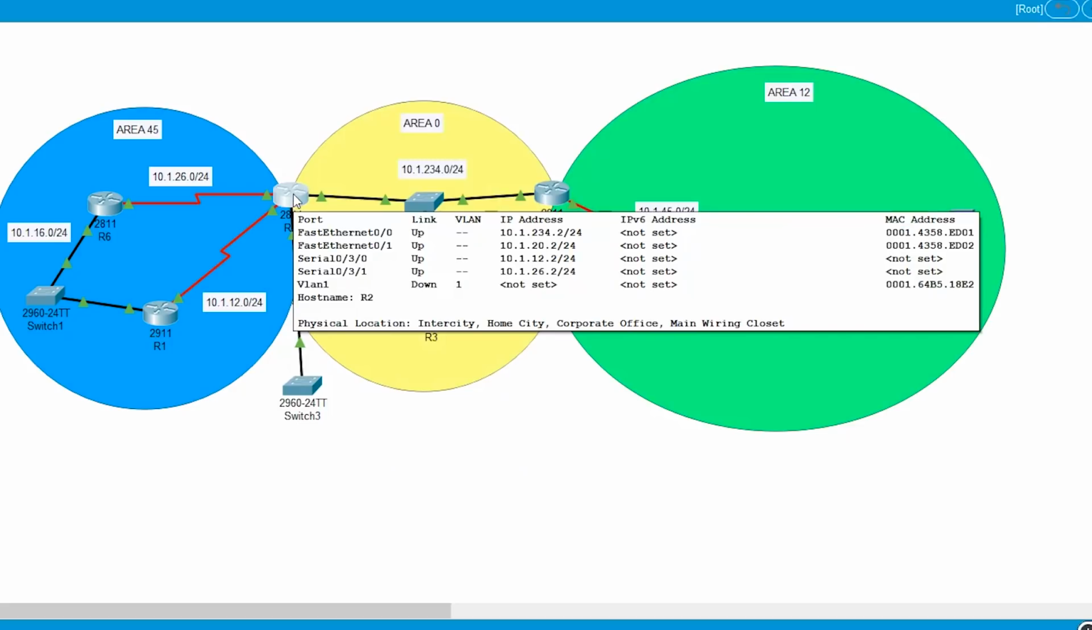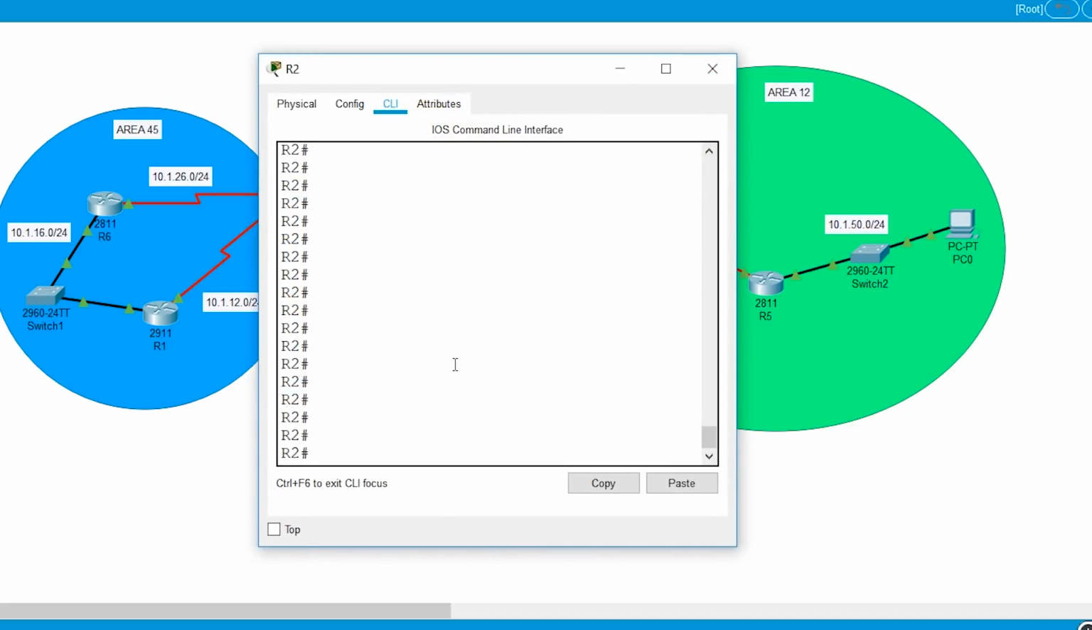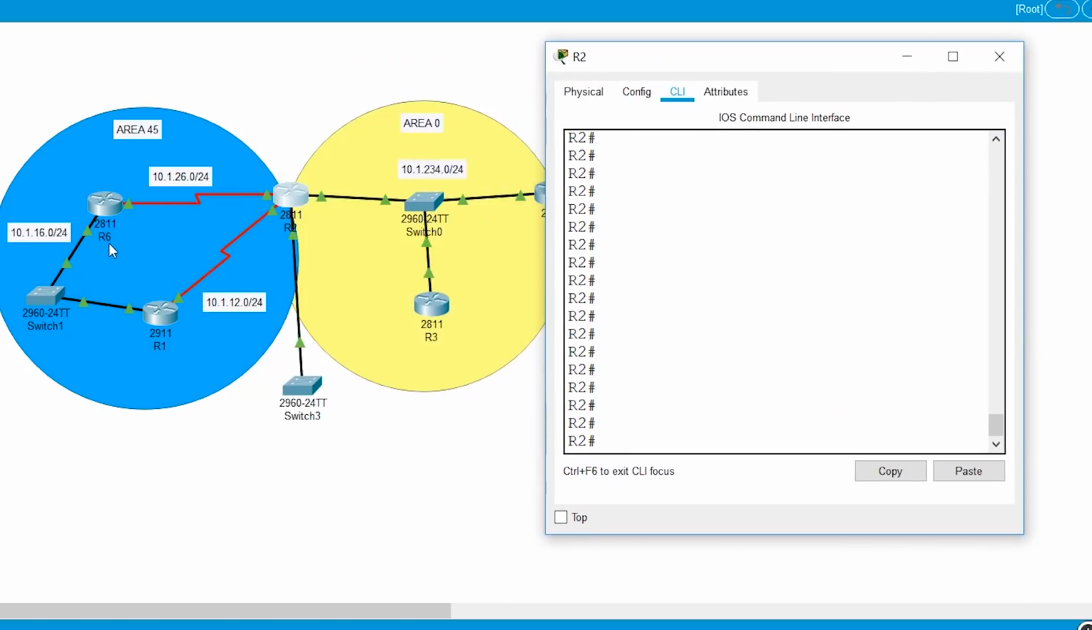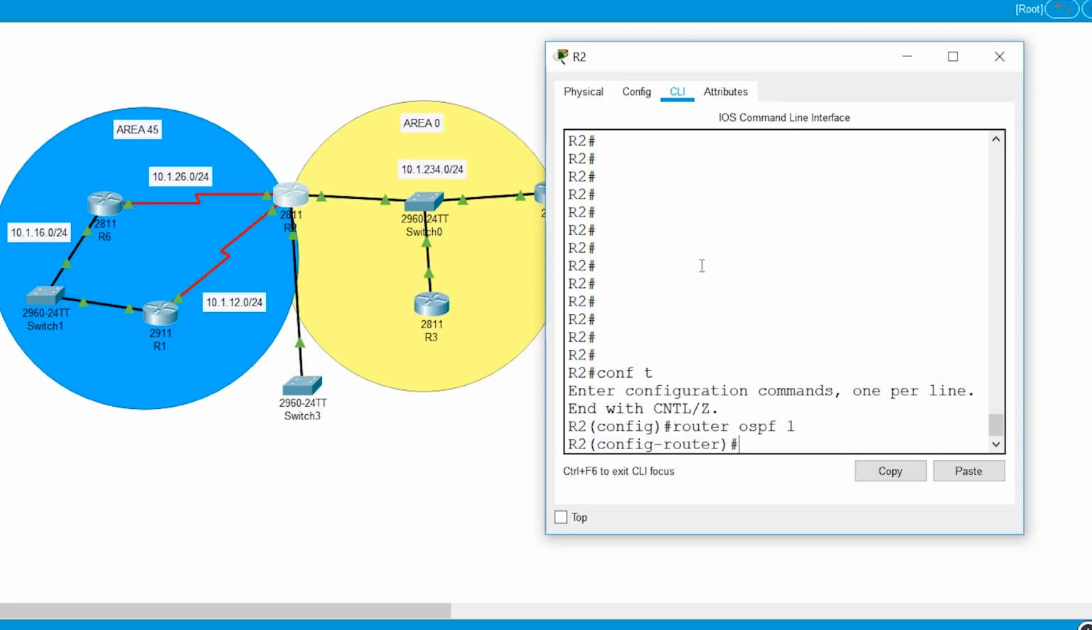All right, now we will get into router 2, right? So router 2, the difference between router 2 and router 1 and 1.6, which we already did, is router 2 is an ABR. That means it needs to work on 2 areas. Now let's do the same thing. Configure terminal, router OSPF 1. Now we can enable OSPF just like how we did in router 1 and router 6.